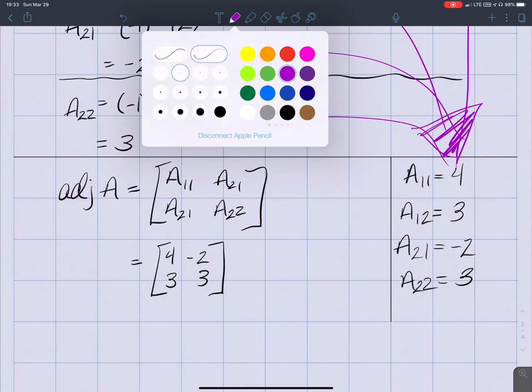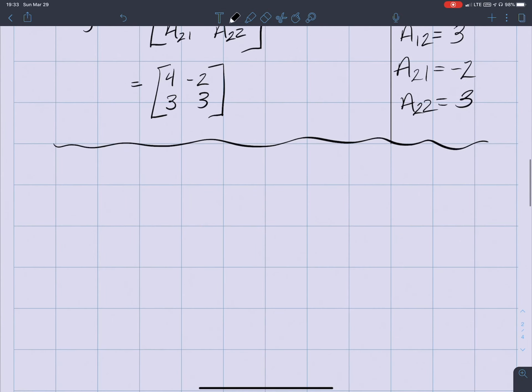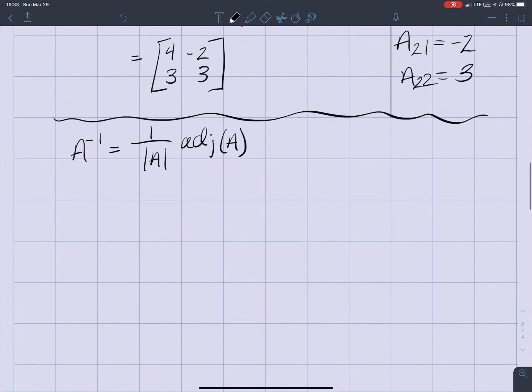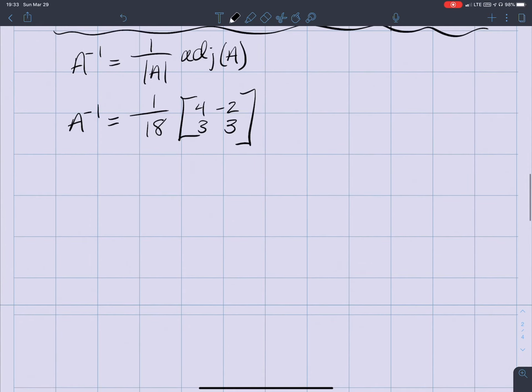And to find the inverse, which is what we really want, we want to just look at the definition, which is the inverse is equal to 1 over the determinant of A, and I'm just going to denote it like this for now, times the adjoint of A. We're going to say that the inverse is equal to, well, we already know this. This is 1 over 18 times the adjoint, which is 4, -2, 3, and 3. And this is how we can find the inverse.